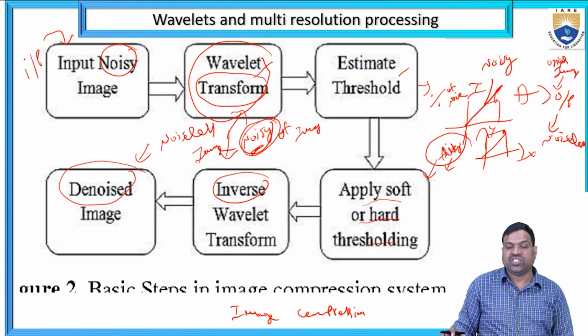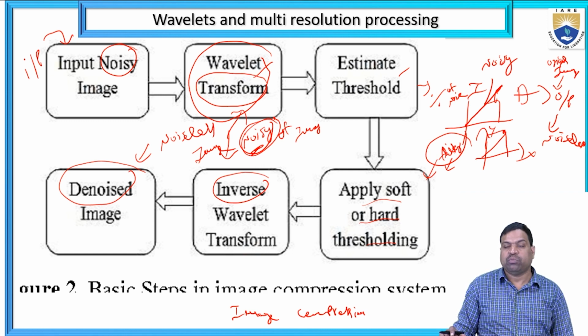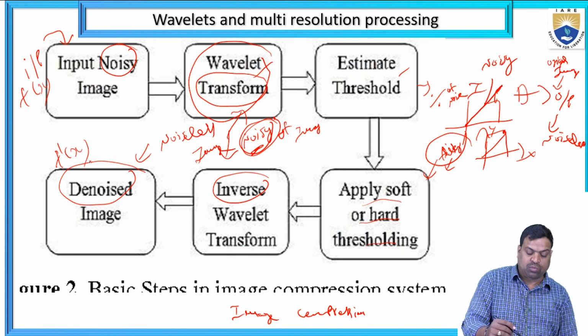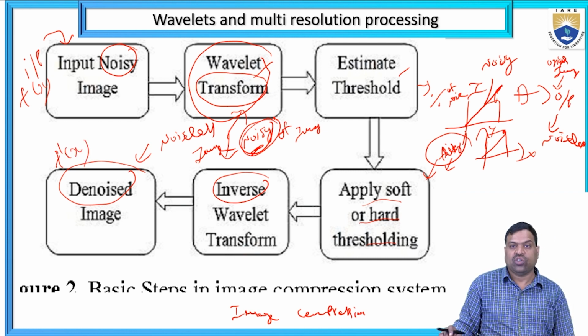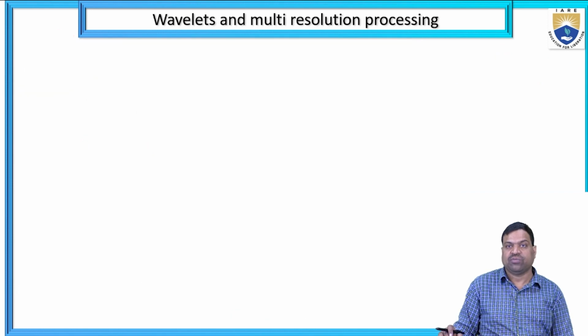These are the basic steps of image denoising. First is the input noisy image, then the wavelet transform to reduce the noise, and estimating the threshold, meaning estimating the percentage of noise. Then apply soft or hard thresholding, meaning applying a filtering process to remove the noise. Inverse wavelet transform: after removing the noise, we get the original, denoised image. If the input image is f of x, the output is f dash of x. Both are the same, but the difference is that noise or small disturbances are removed at this stage.